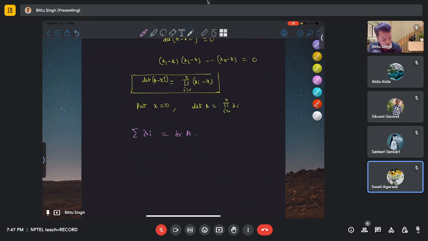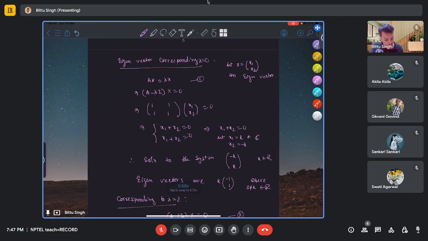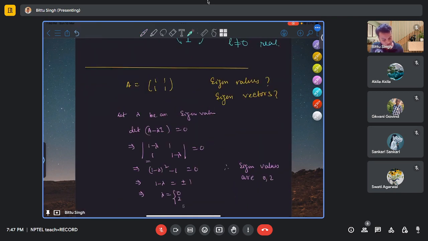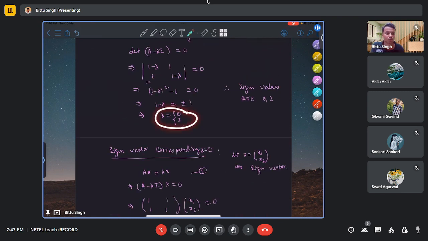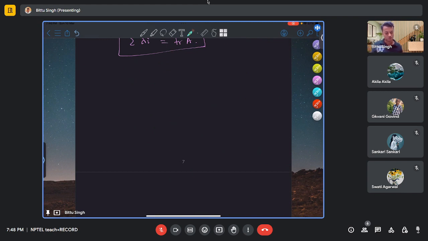So you can also easily see this for this example. Let us check this example. Here the trace is 1 plus 1, which is 2. And the sum of the eigenvalues is also 0 plus 2, which is 2. So those are the important properties of eigenvalues. And let us see some other properties.